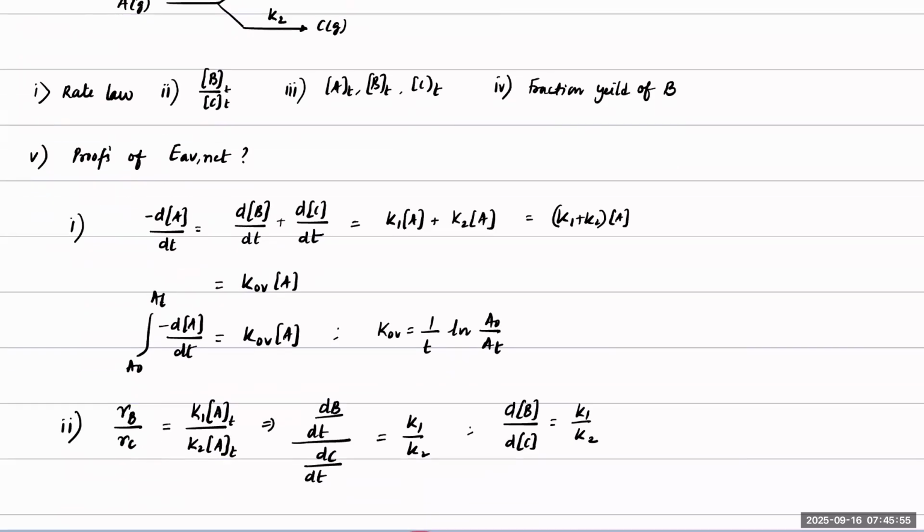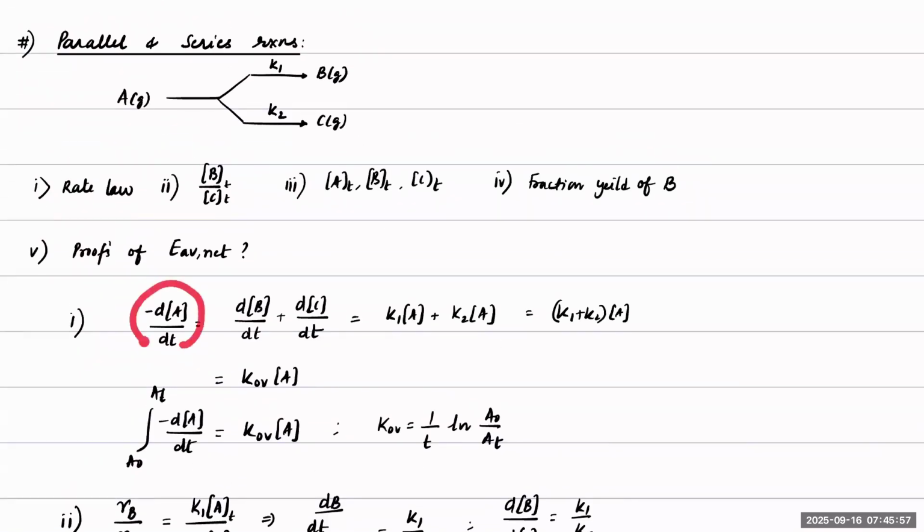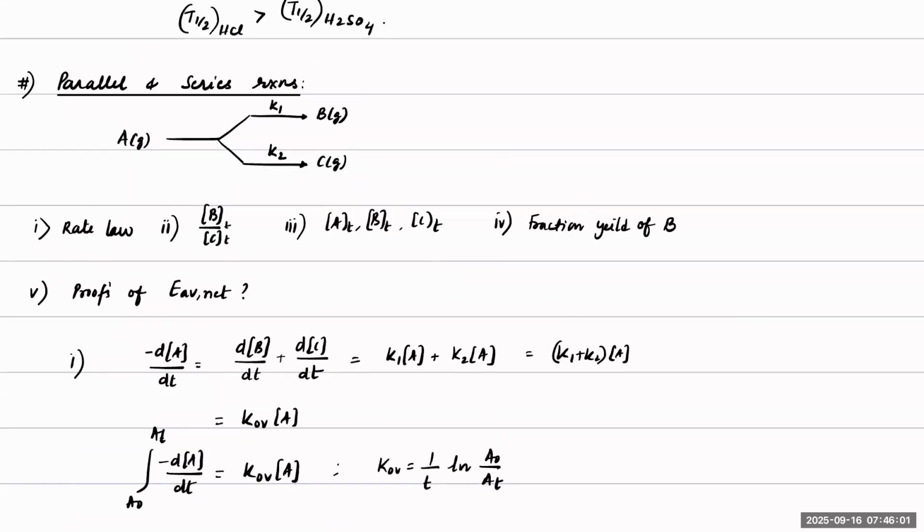Now, how do we get all these values? You know that minus dA by dt, correct? Minus dA by dt will be equal to, because the rate is because of these two reactions, I can write it as how much is the rate that is being gained by B and how much is the rate that is being gained by C. The sum of those two should be the loss of A. Can I write that? Yes.